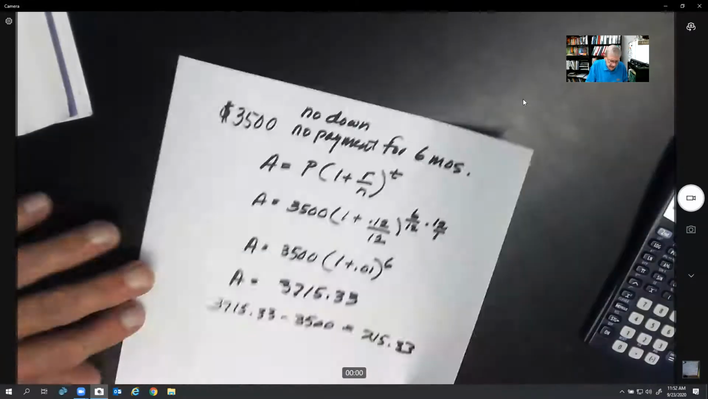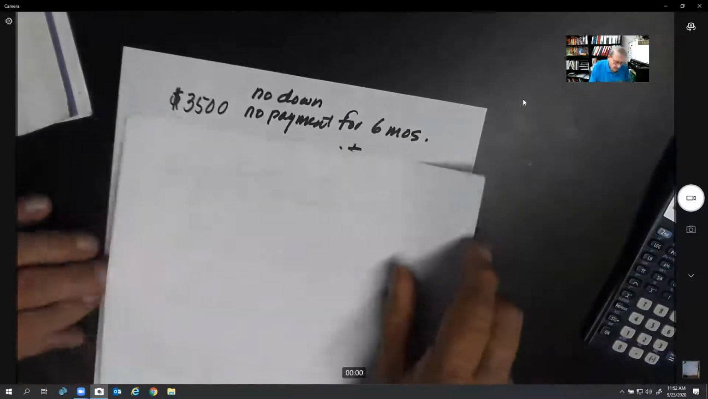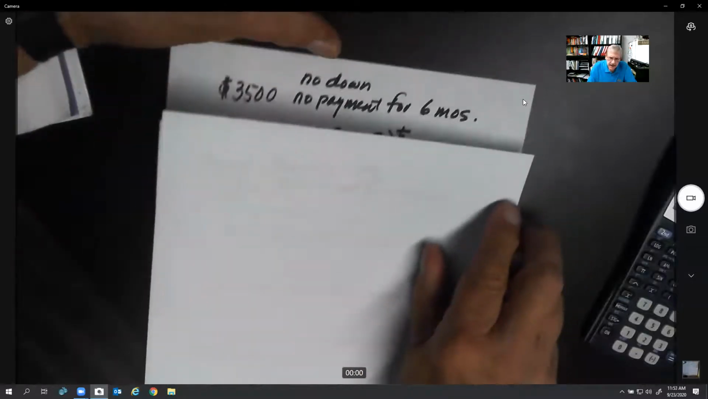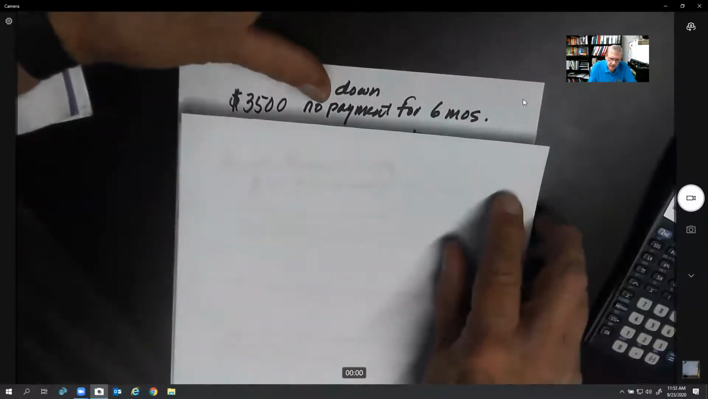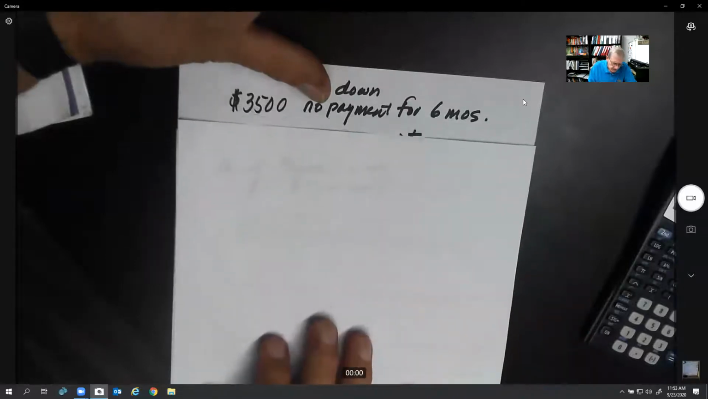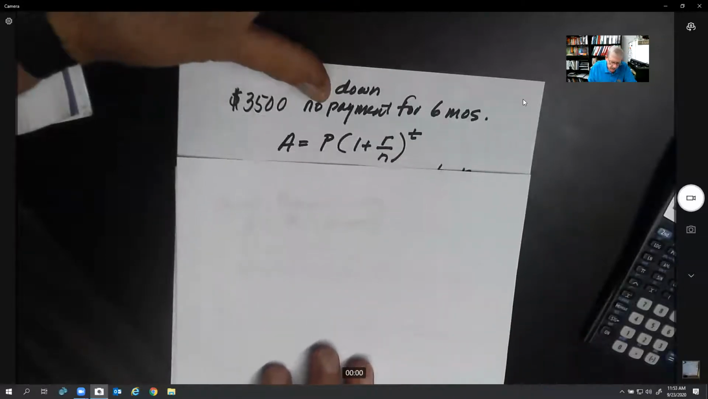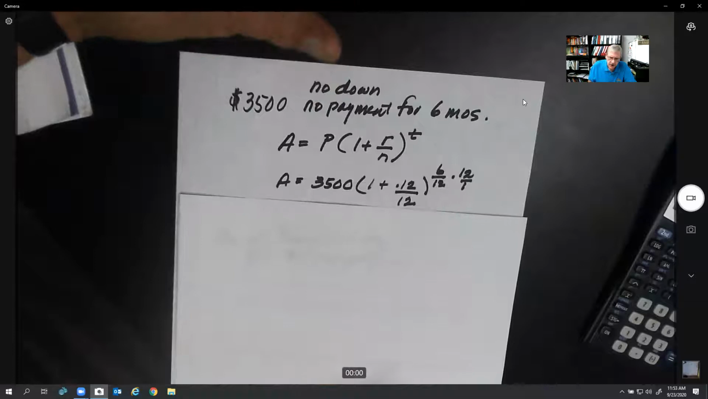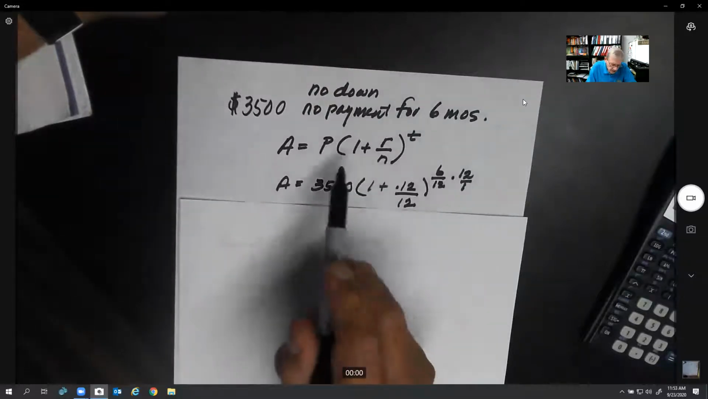You've probably seen these ads in the paper where it says no down payment, no payment for 6 months. And you're trying to figure out how much interest you are going to pay. So this will be compounded. We're going to use that compound formula. Save a little bit of time. We're going to substitute our money amounts in here.